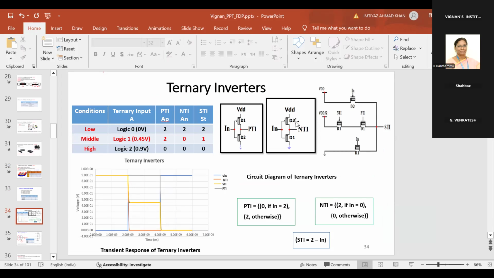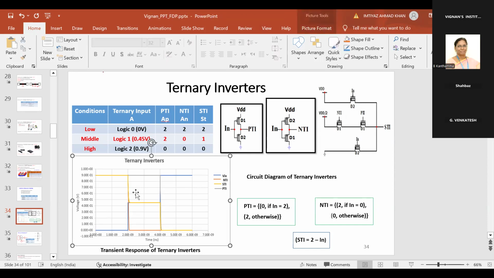Why? Because D2 means the diameter is low. When diameter is low, then your threshold value will be high. That's the reason it will work only on 0, and the rest of them will be 0. But the standard ternary inverter will be on because when input is low it takes one path, and when input is high it takes the other path. For the rest, output is VDD by 2. This is the waveform of the ternary inverter.